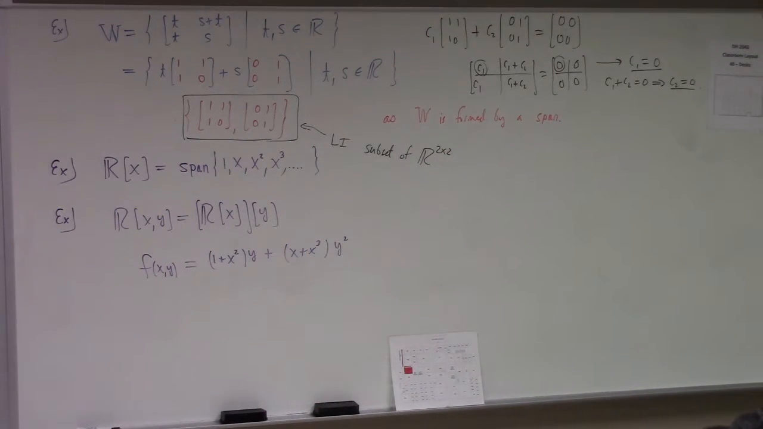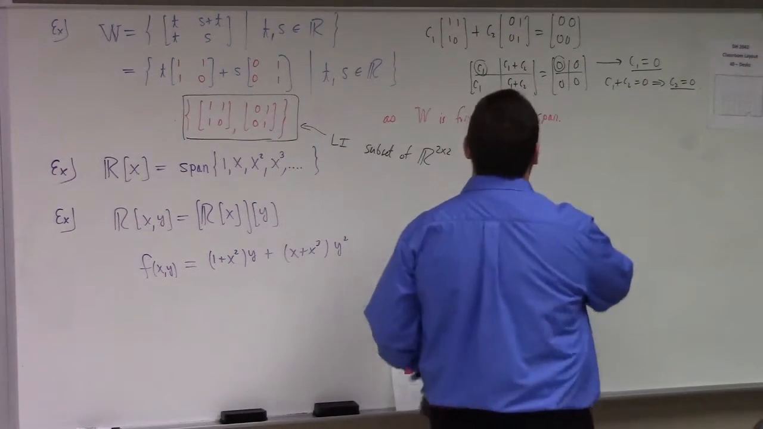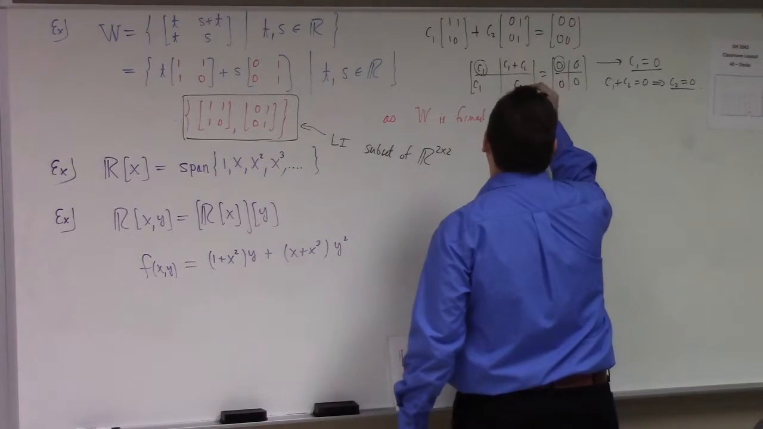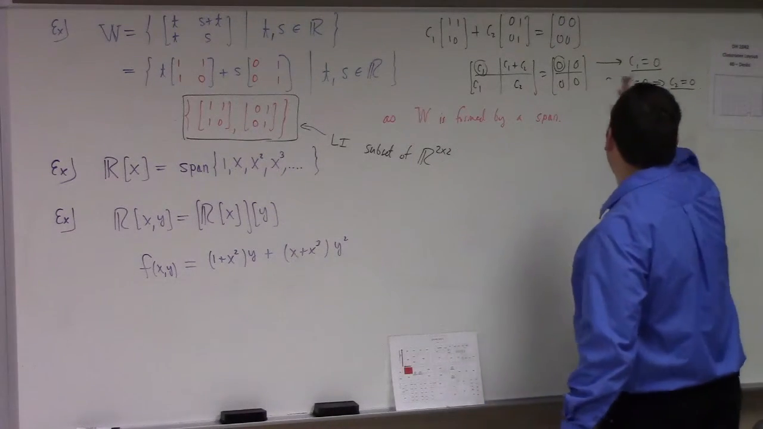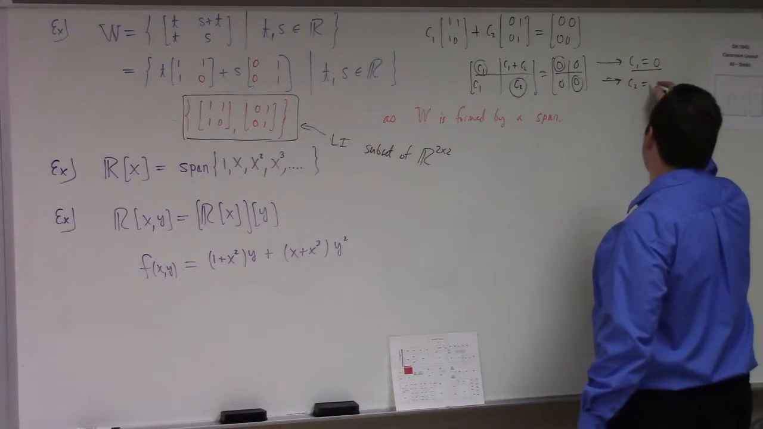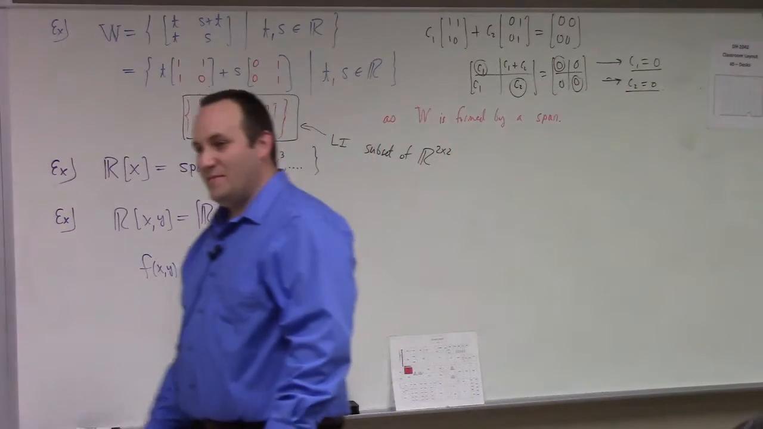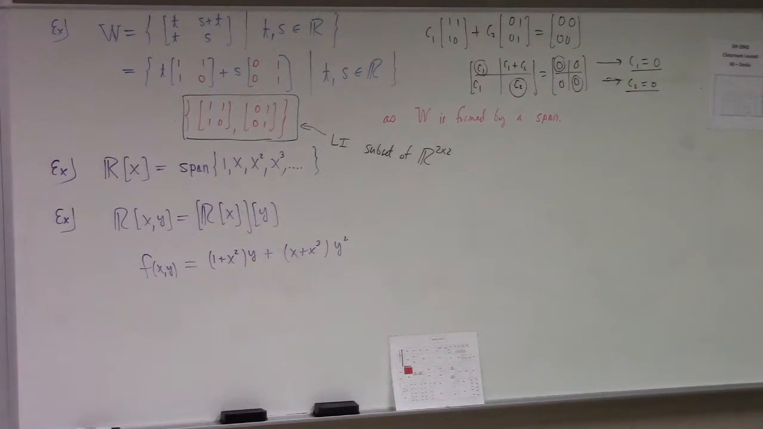Yep. Oh, thank you. Oh, man. So I didn't need to work so hard, right? Scratch that. This and this immediately gives me C2 equals 0. So we didn't even need to do algebra in this case. It's just immediate. Can you think of any other examples that are obviously linearly independent?